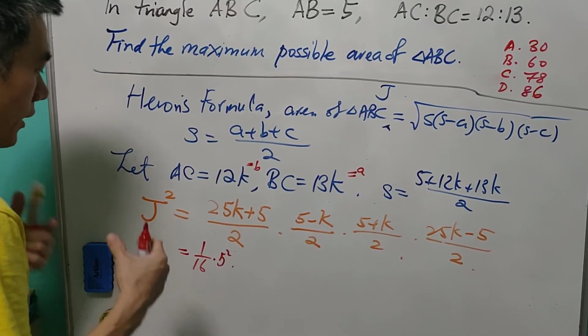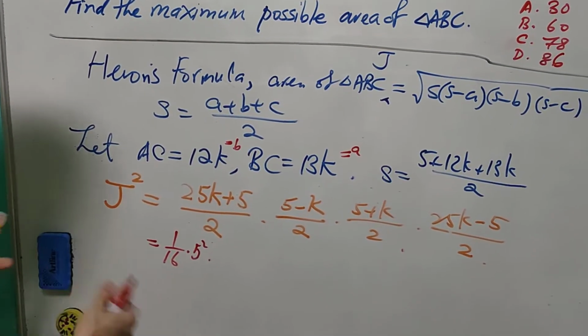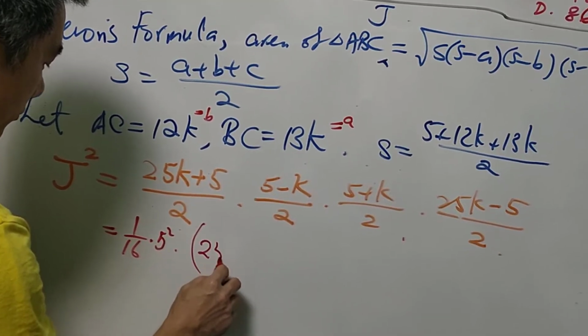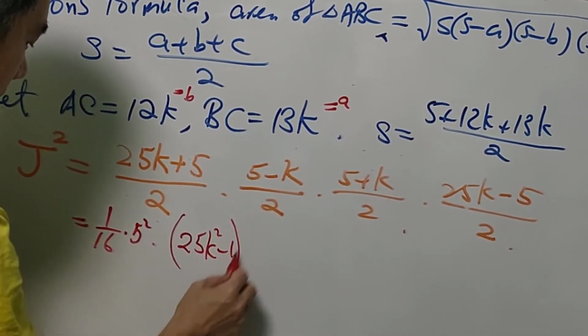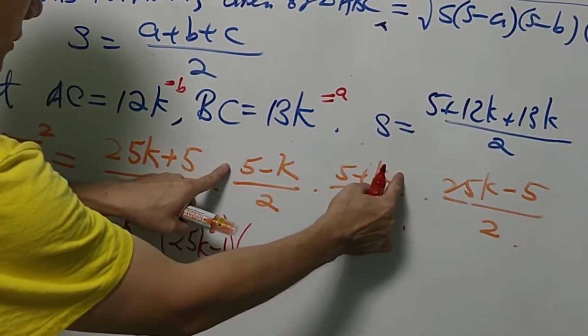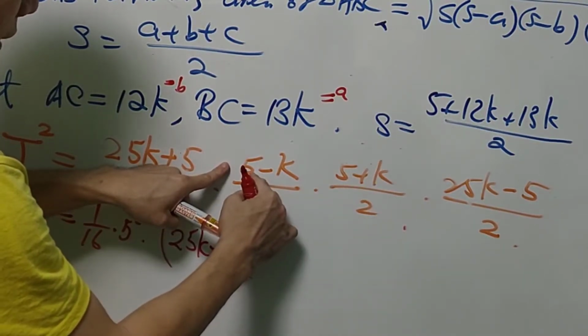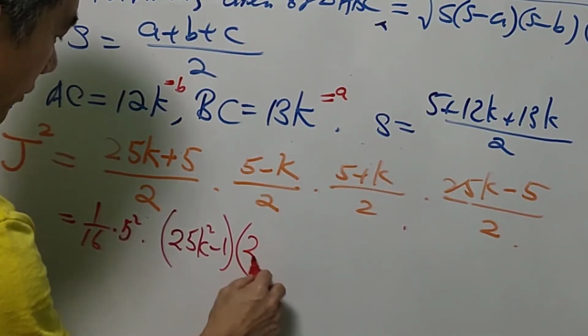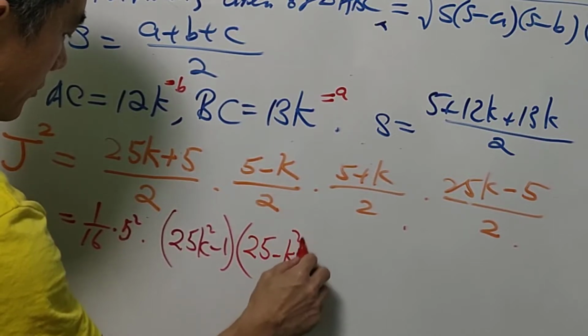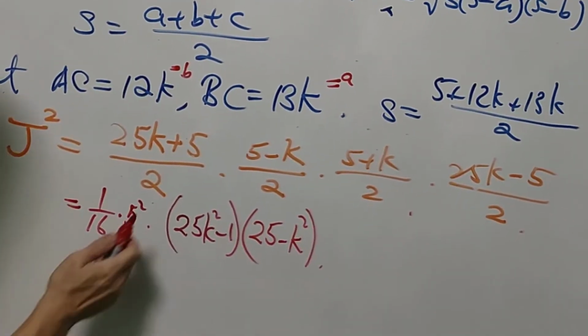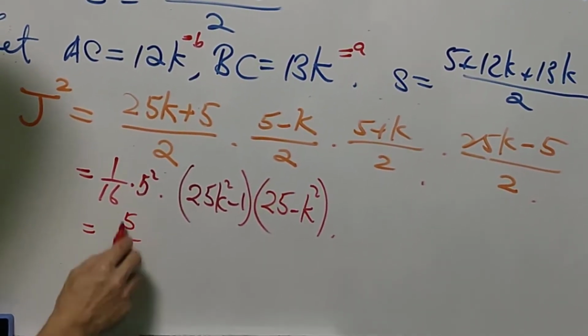It will become A plus B, A minus B, so it will be A squared minus B squared, and therefore it is 25K squared minus 1. And for this it will be 5 minus K and 5 plus K, and therefore it's 25 minus K squared using the same argument. So this will be equal to 5 over 4 squared.